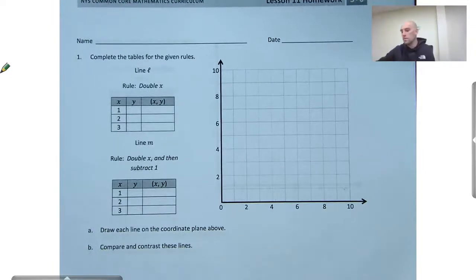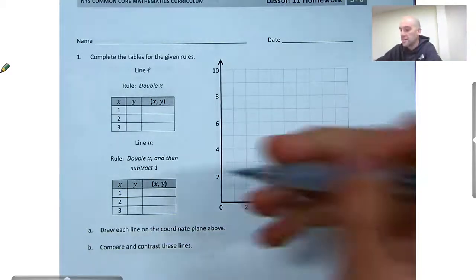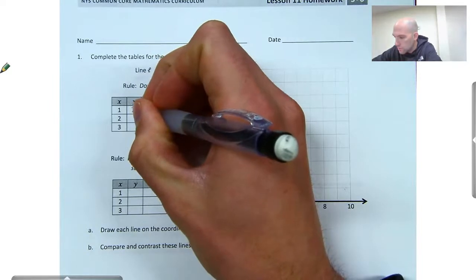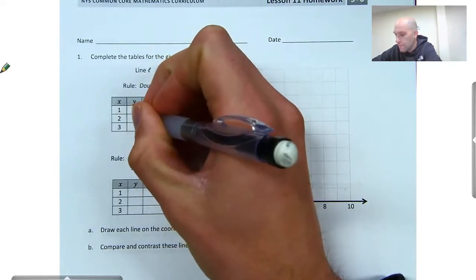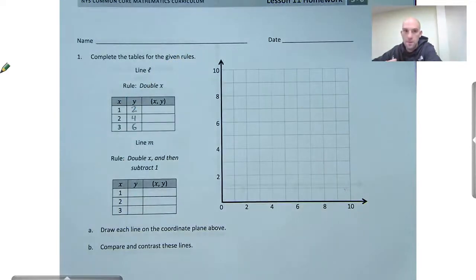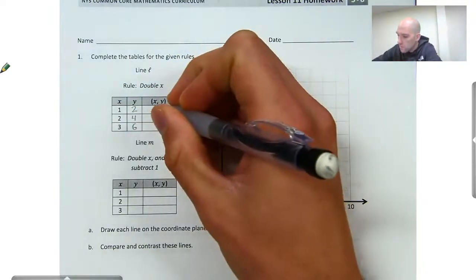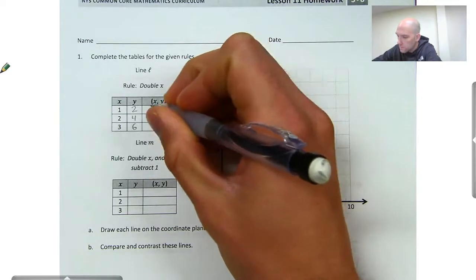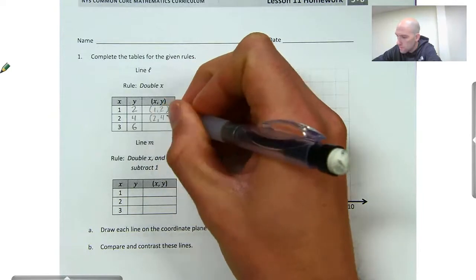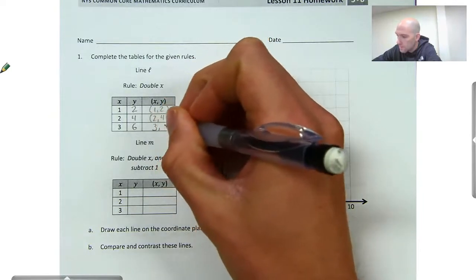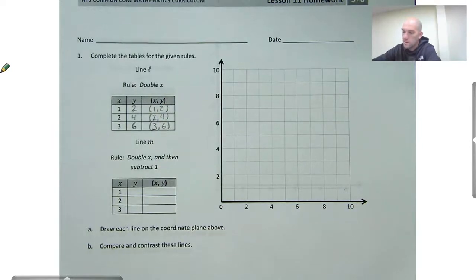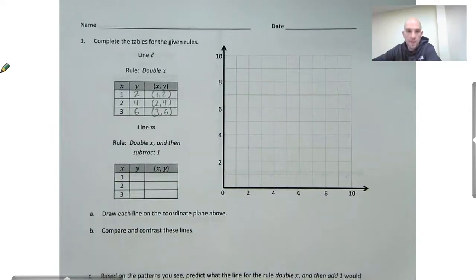So the first rule, this one's just double x. So we have 1, our y value will be 2. Double 2 and we get 4. Double 3 and we get 6. So we have, for our ordered pairs, 1, 2, 2, 4, and 3, 6. That's going to be line L.